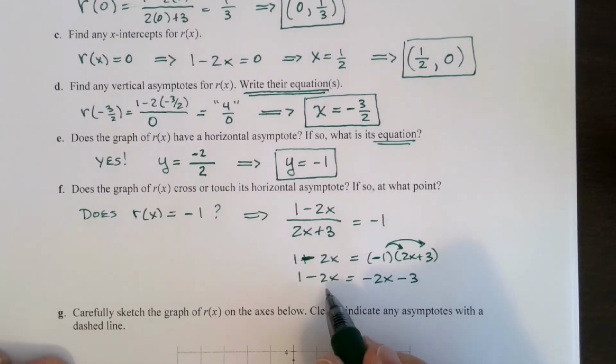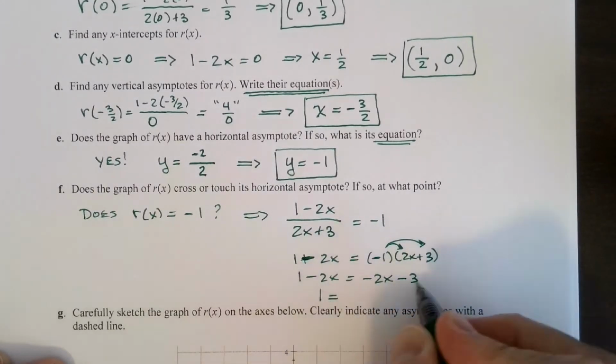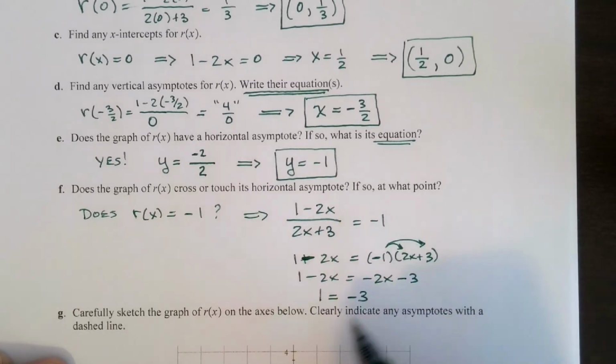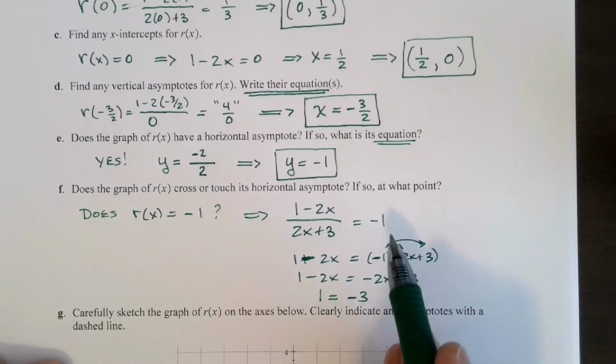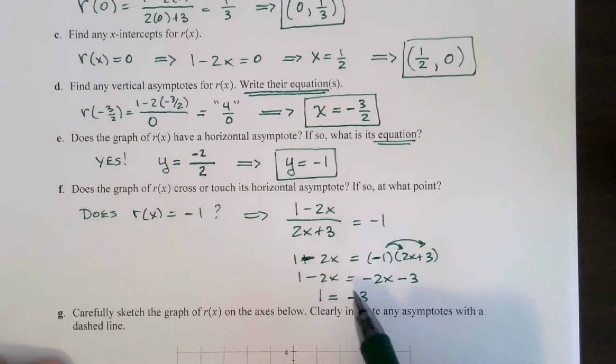Now, notice if I add 2x to both sides of the equation, what happens? Both these 2x's disappear, and I'm just left with 1 over here equaling what? Negative 3. 1 equals negative 3? That doesn't seem right. Have we made a mistake in this process? No. What happens when you're solving an equation and you get a statement like this, which is obviously false, or what we call a contradiction?